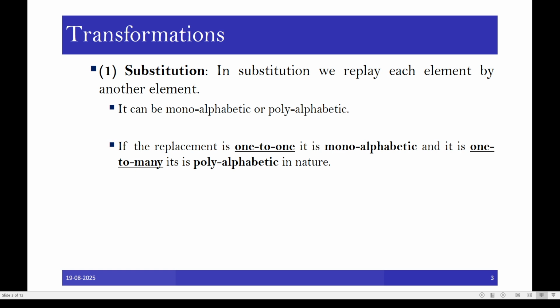This replacement can be monoalphabetic or polyalphabetic in nature. If the replacement is one to one, so if we change one element to another and always to the same element, we call it monoalphabetic. And if it is one to many, it is known as polyalphabetic in nature. So just understand that when we have one to one replacement, it is known as monoalphabetic. When it's one to many replacement, it is known as polyalphabetic replacement or substitution.